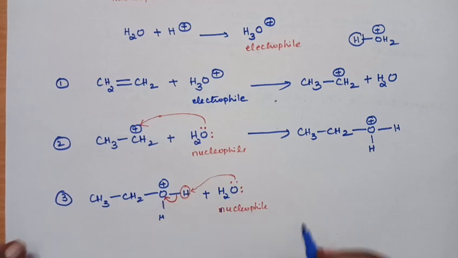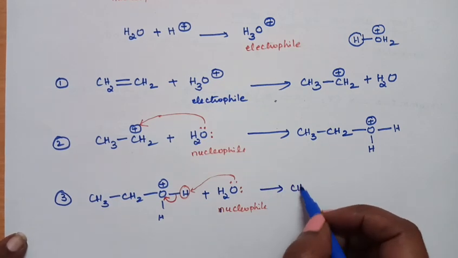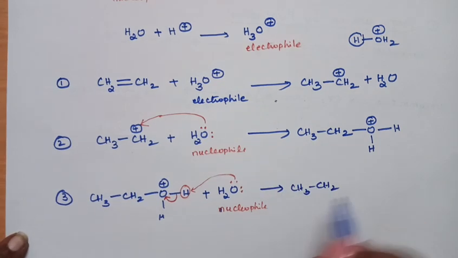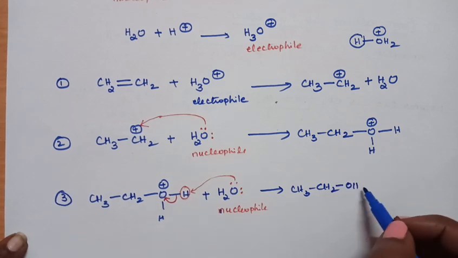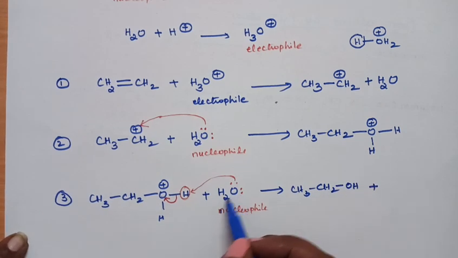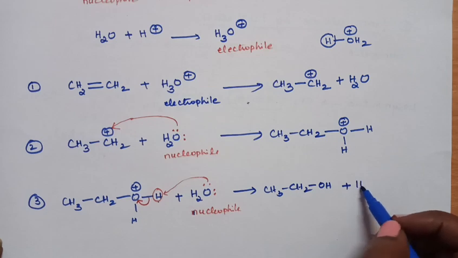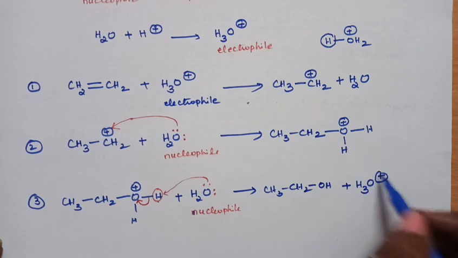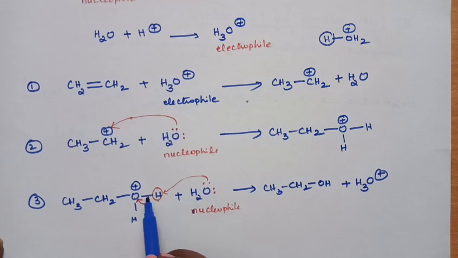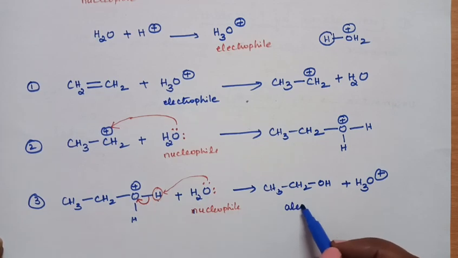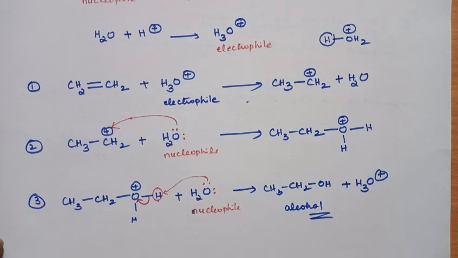So as a result, what you will be getting is CH3, CH2, CH2, then OH, plus H2O takes this H and it becomes H3O plus. So it takes only the proton. H plus will be taken by this because this electrons are shifting to oxygen. So this is the mechanism for this reaction.